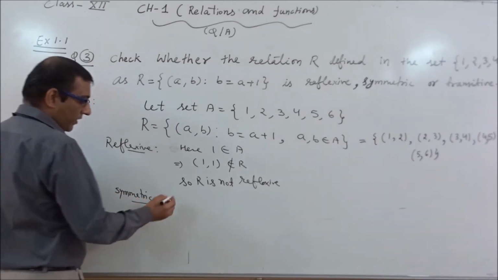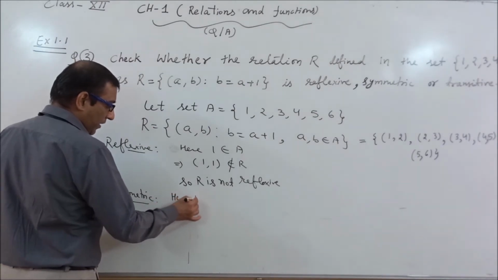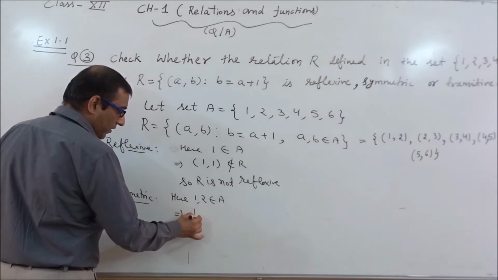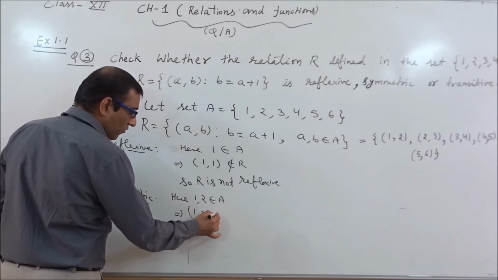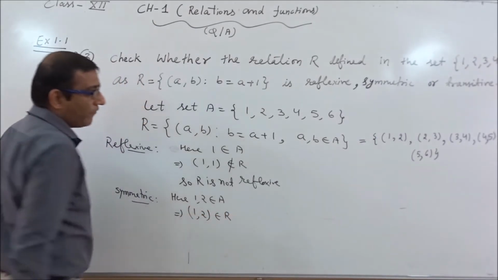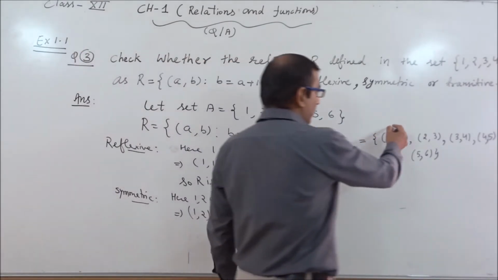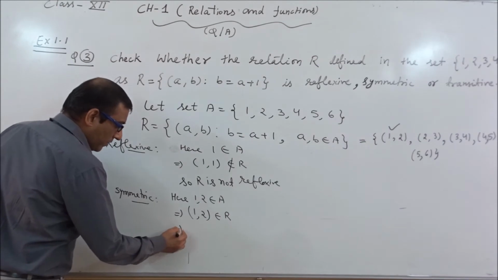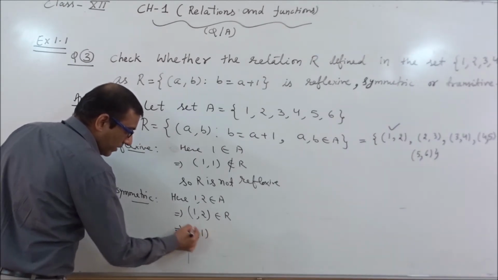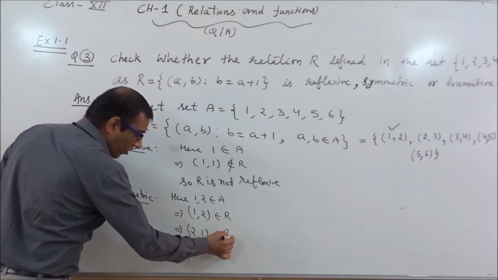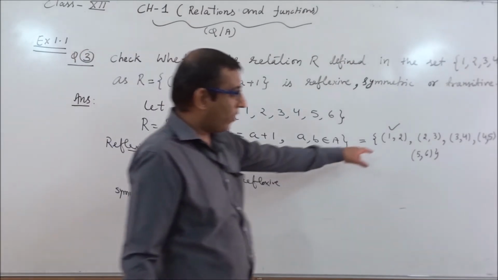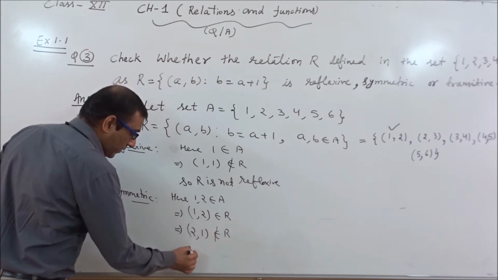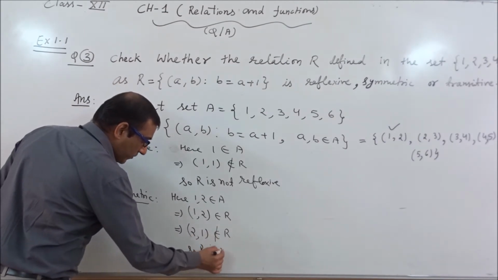In symmetric we will take two elements. Here (1, 2) belongs to A, then we can say (1, 2) belongs to R. If we see here, (1, 2) is a member of R, but is (2, 1) a member of R or not? If we see here, (2, 1) is not related with this relation, so we can say R is not symmetric.